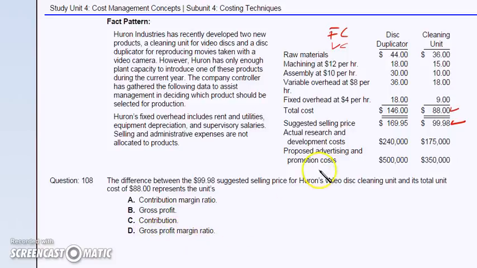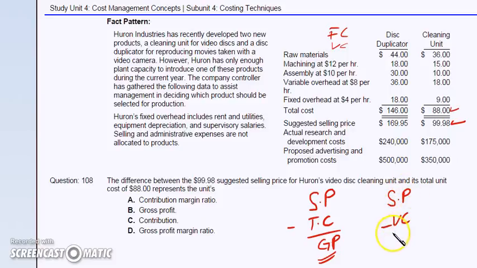We already know that when we talk about selling price and we deduct total cost, it will always be equal to gross profit. Because when we talk about contribution margin, contribution margin will be equal to selling price less variable cost. This is basically called contribution margin, right?